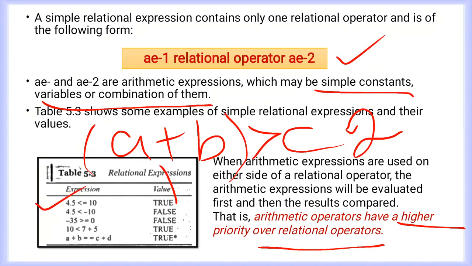4.5 less than or equal to 100, it is true. 4.5 less than minus 10, this is false. Minus 35 greater than or equal to 0, is false. 10 less than 7 plus 5, it is true. So the value of such an expression can take either the value true or false.